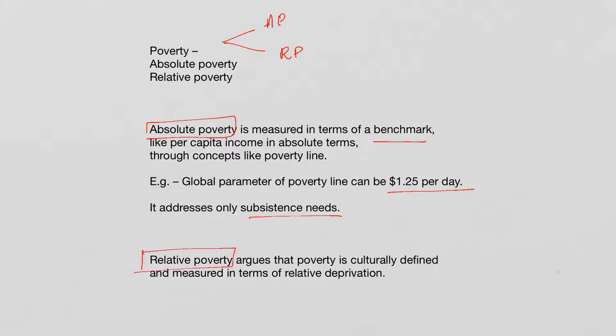Relative poverty argues that poverty is culturally defined and measured in terms of relative deprivation. We'll see the relative deprivation. For example, there are two people in a lift, in a building. One person is taking out his Apple iPhone, and another person is having a normal Samsung phone. So finally, the person having the Samsung phone will feel deprived. Comparing, that means relatively he's thinking, okay, I don't have this Apple iPhone.